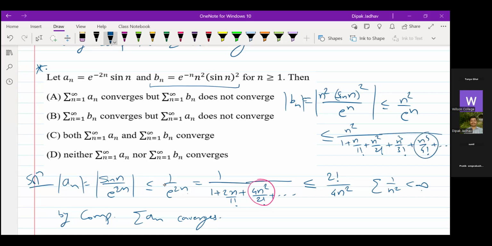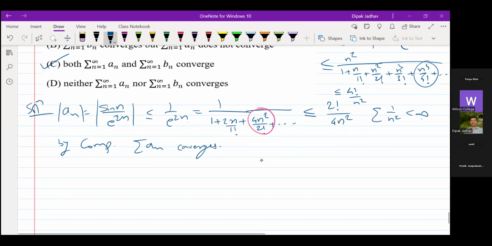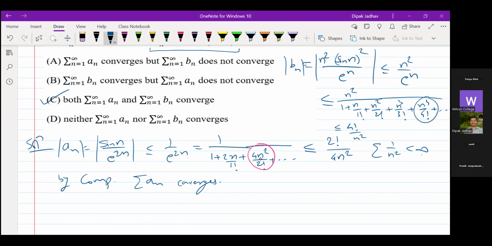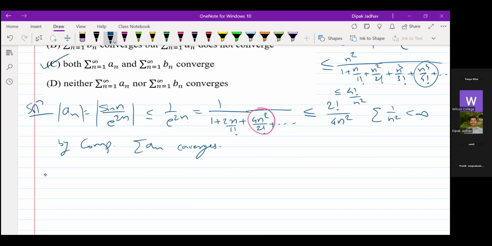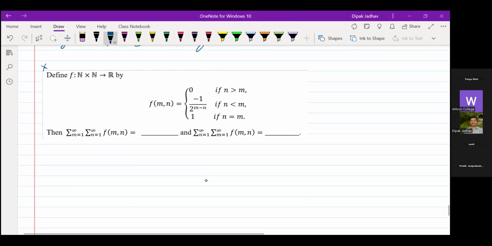So I'll keep this term because that will guarantee the convergence. That gives 4 factorial upon n squared. So this converges. So by comparison test, summation bn also converges. All of you agree with this? Yes, sir. Both an and bn. Do you have any doubt in this? Can we move on to the next question? This question. Let's see this.